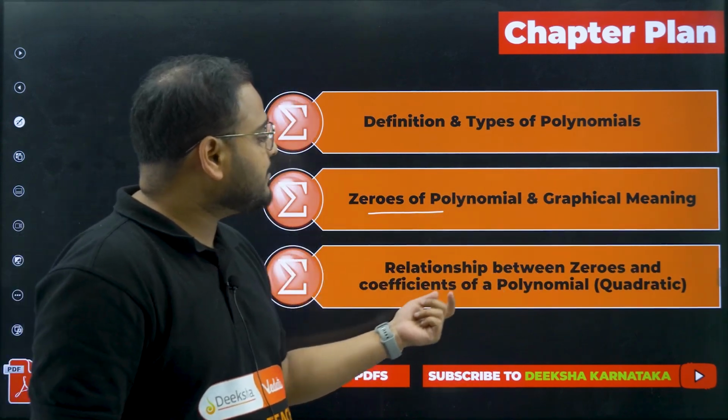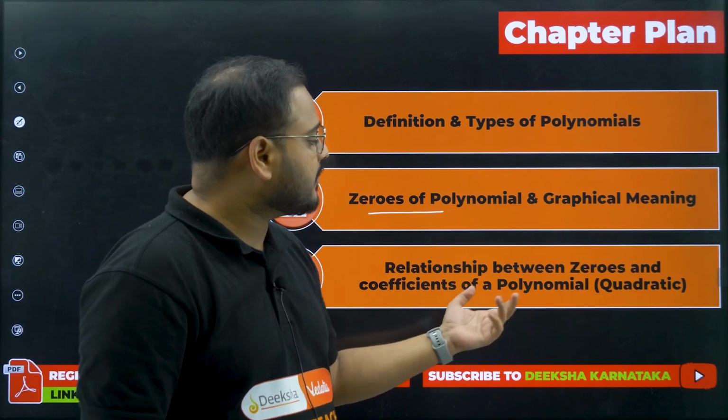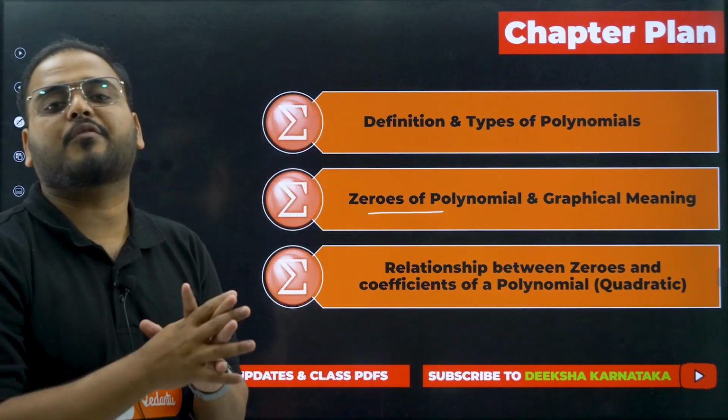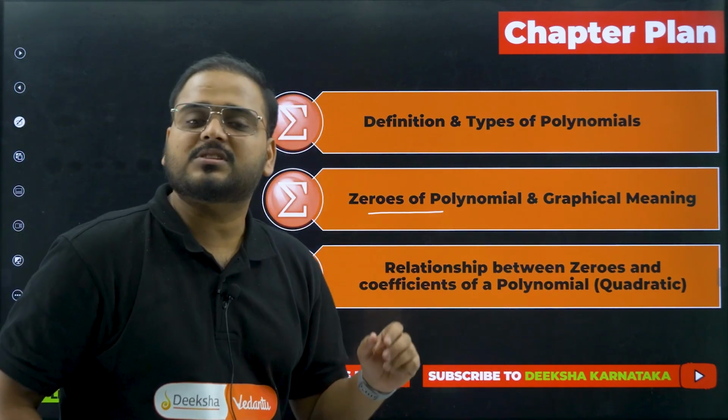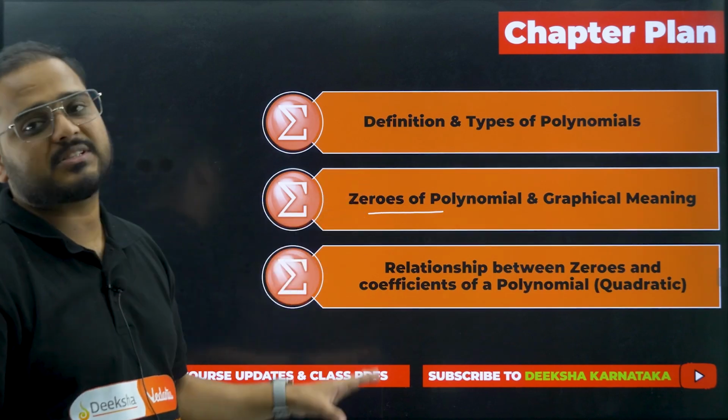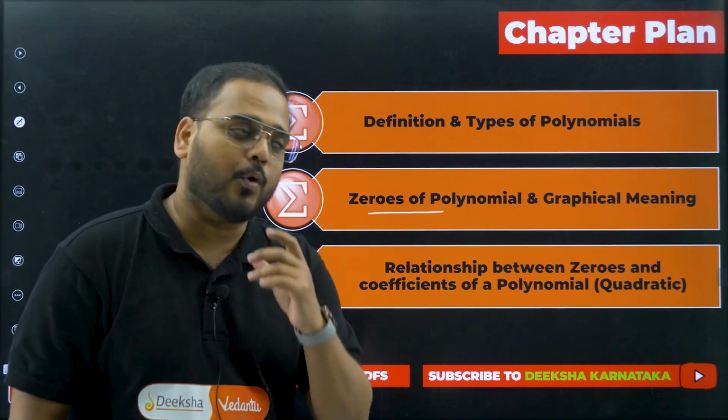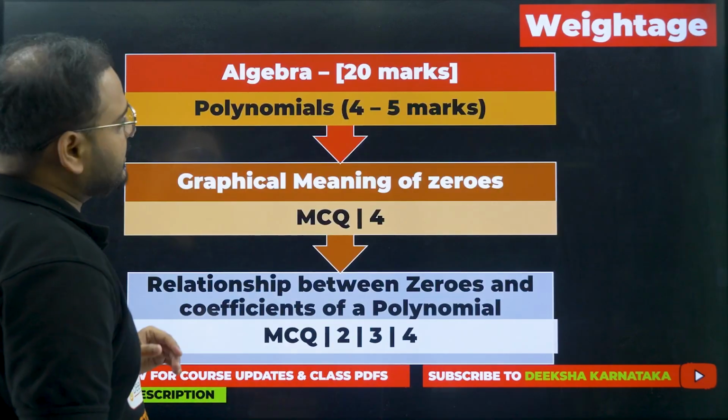Next comes what? The relationship between zeros and coefficients of the polynomial. Means how the coefficients of the polynomial relate to the zeros of the polynomial. So this is the chapter plan. These are the main topics in the chapter as per your NCERT and your board syllabus. This is the latest board syllabus.